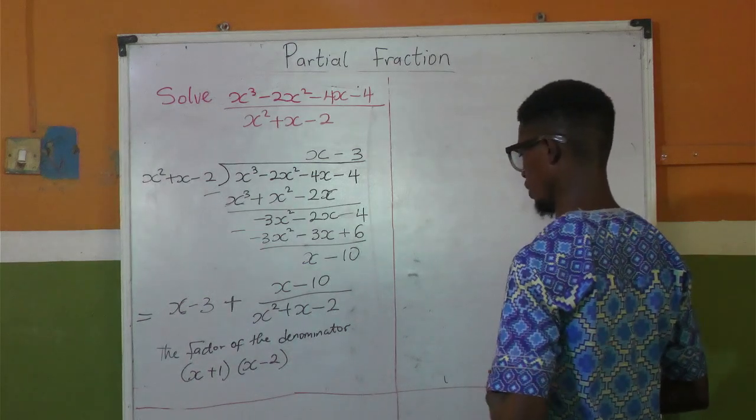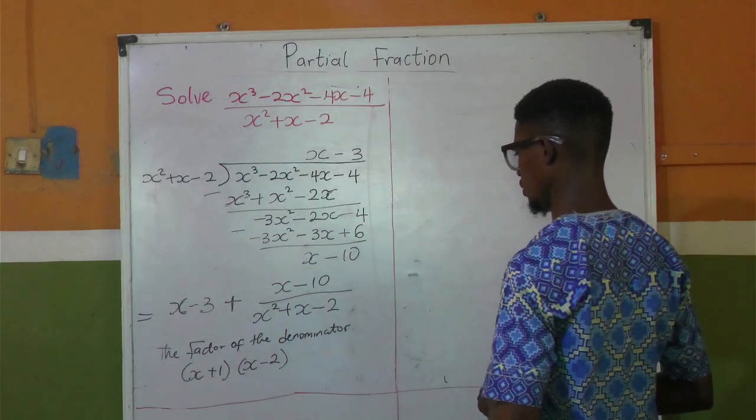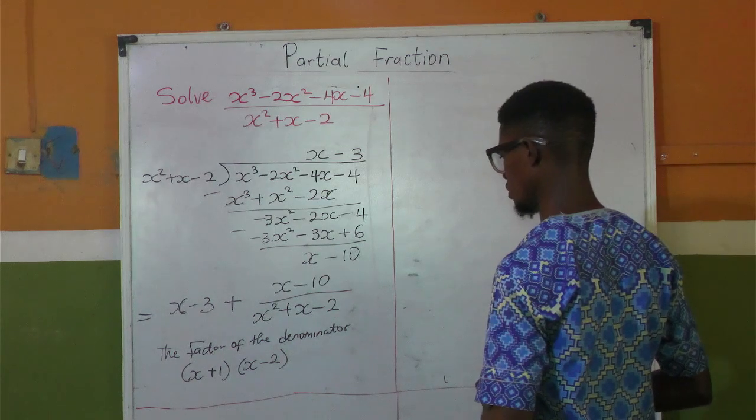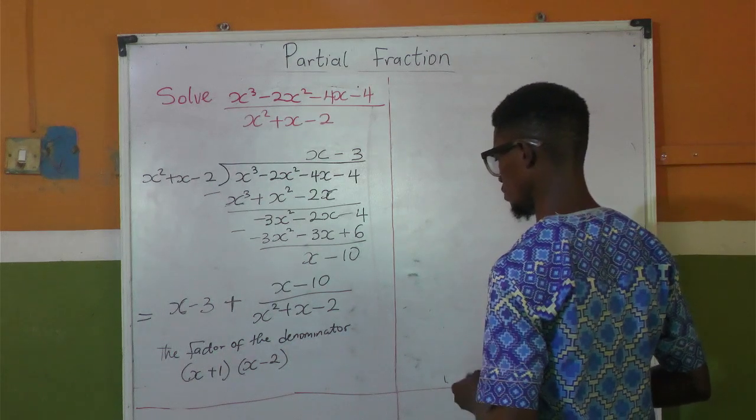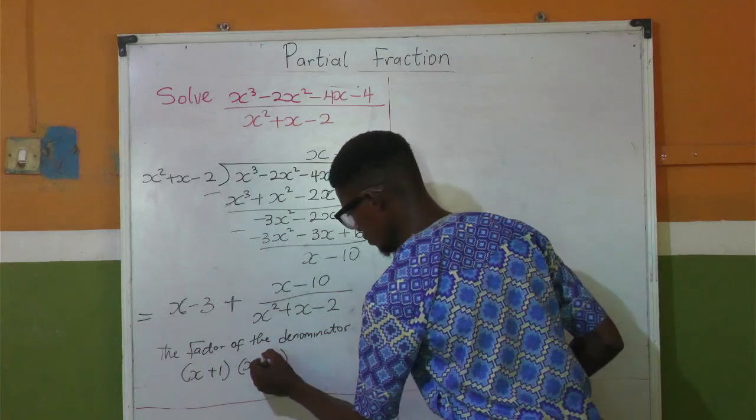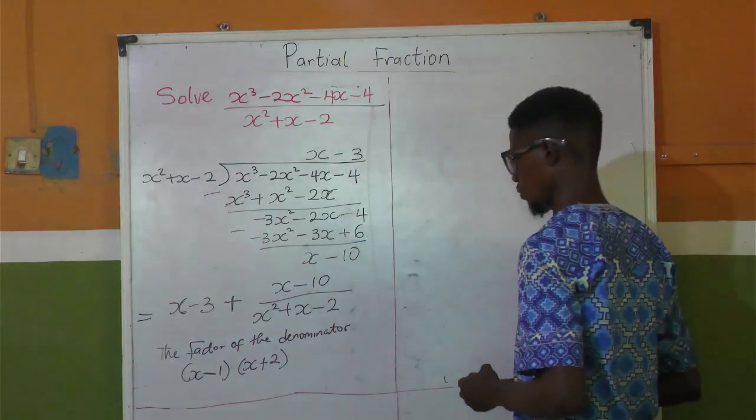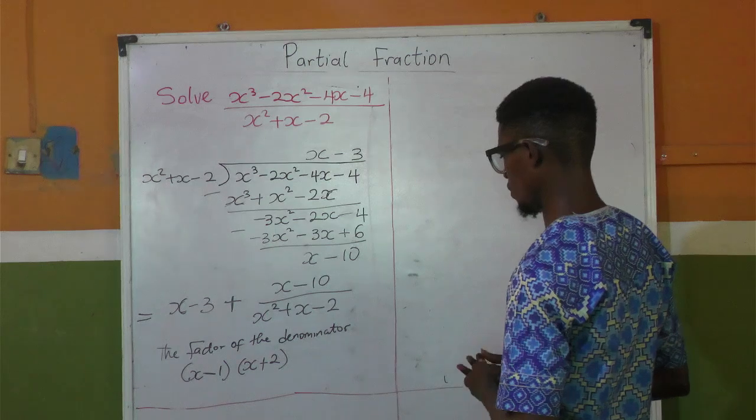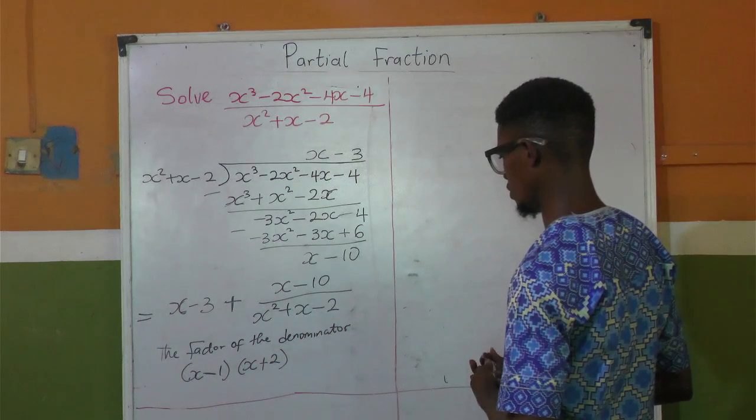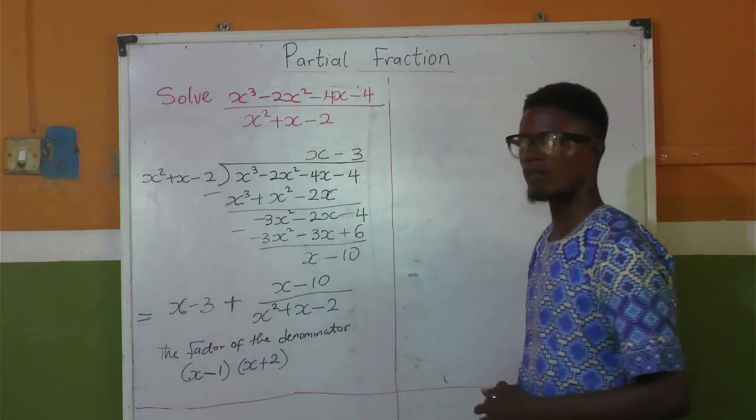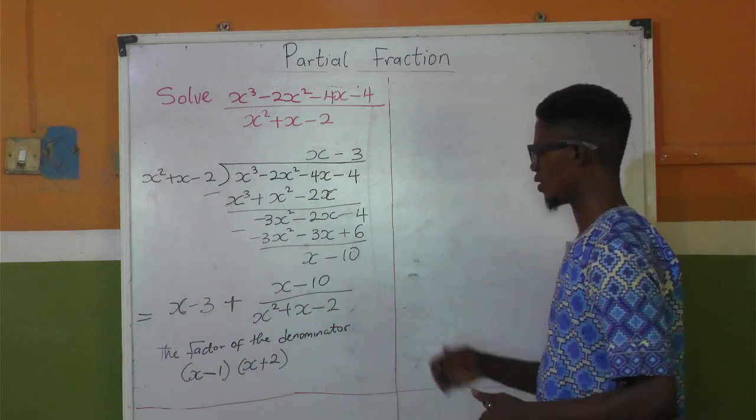Let's be sure that that is correct. So this is going to be 2x minus 2x. So that should be x minus 1 and x plus 2. Let's see. x squared plus 2x minus x minus 2. So x minus 1 and x plus 2 are the factors of our denominator in this expression.